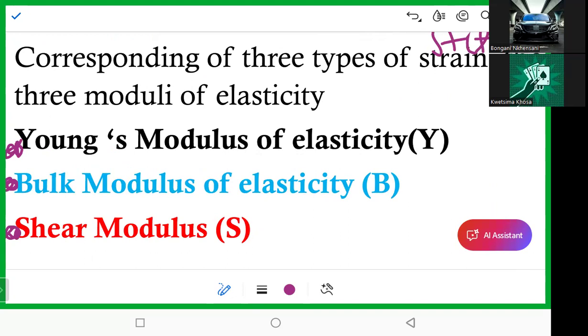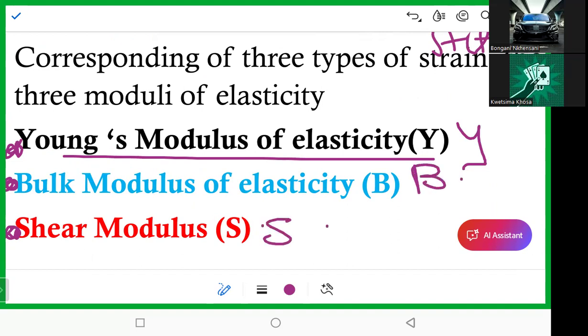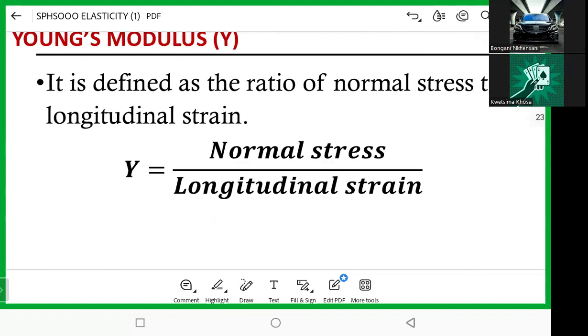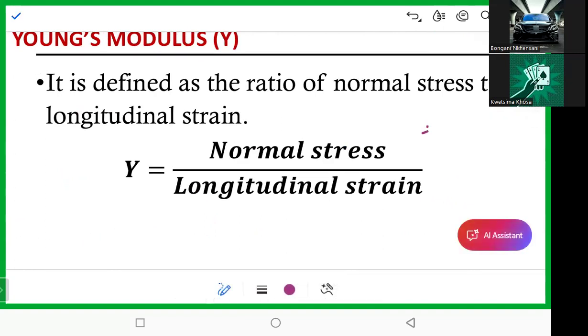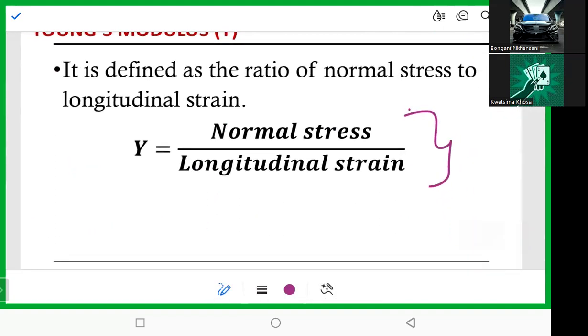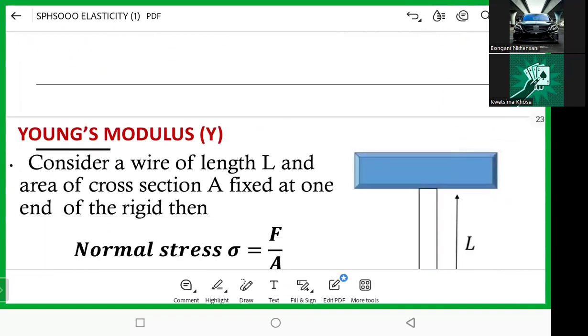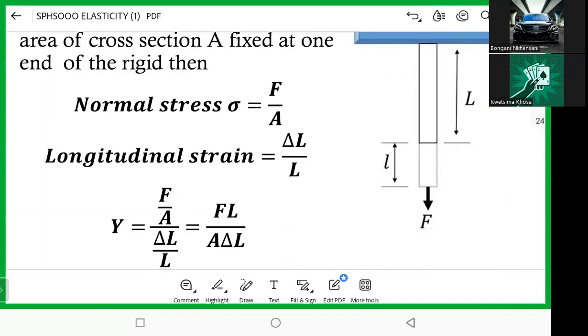Then we have Young modulus, which is represented with Y, we have bulk modulus B, we have shear modulus S. So now let's go to the formulas. The formula is like that for the first one. Young modulus is the ratio of normal stress to its longitudinal strain. So the formula here is easy.